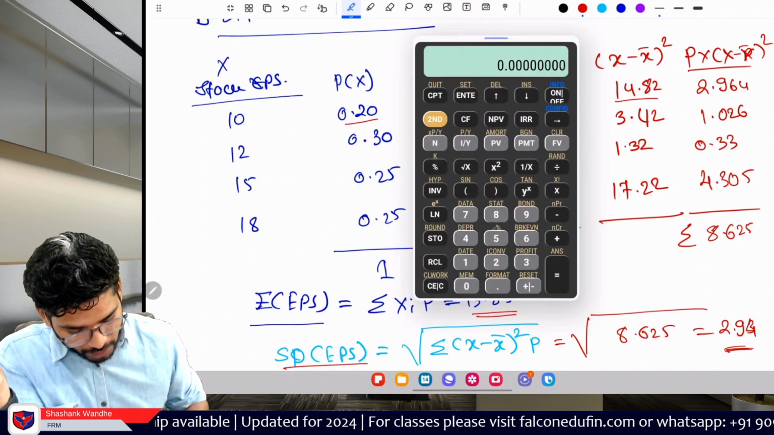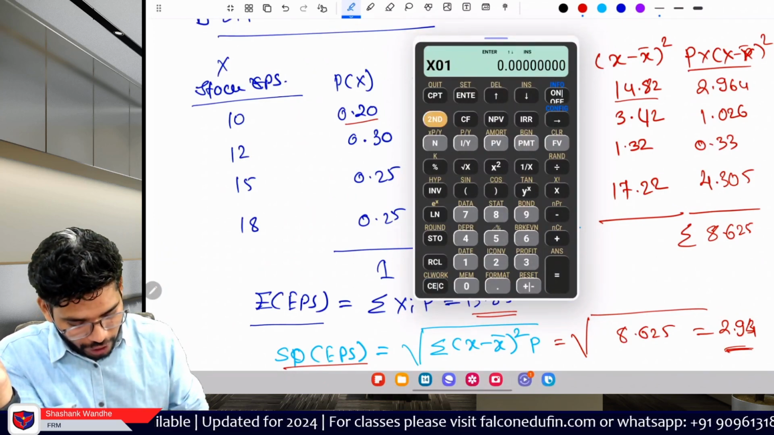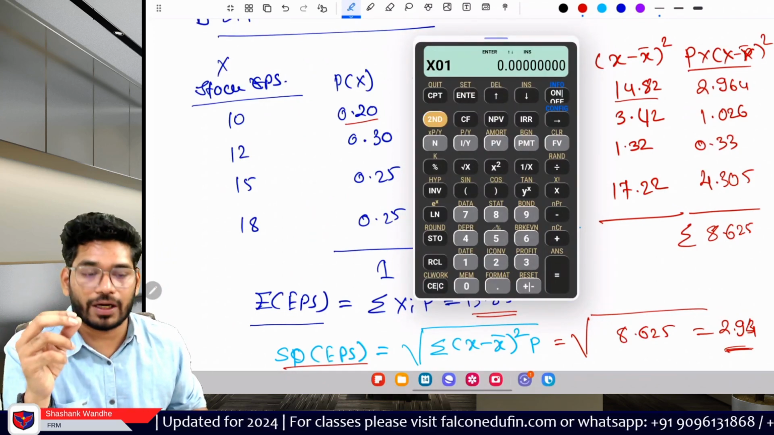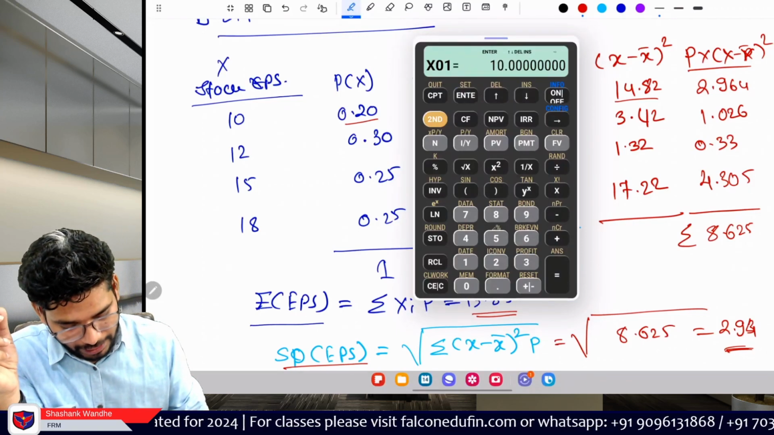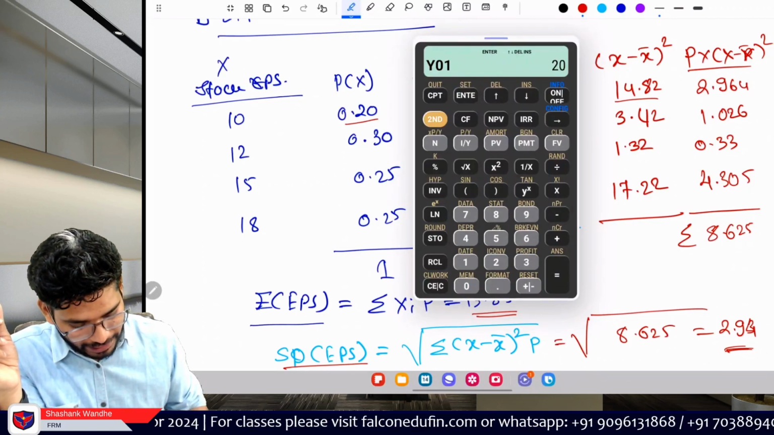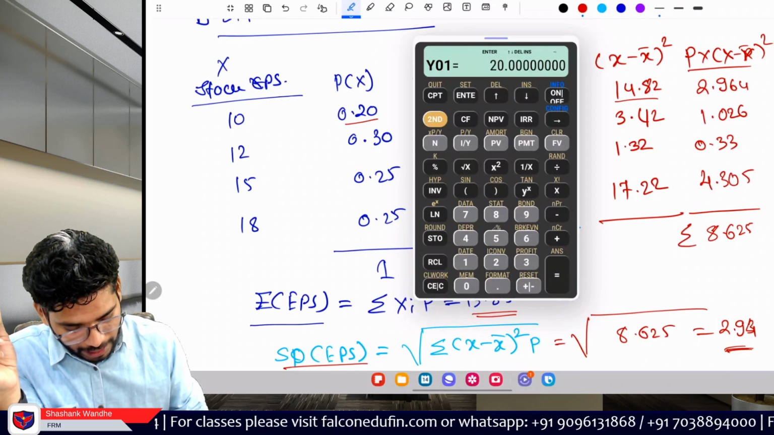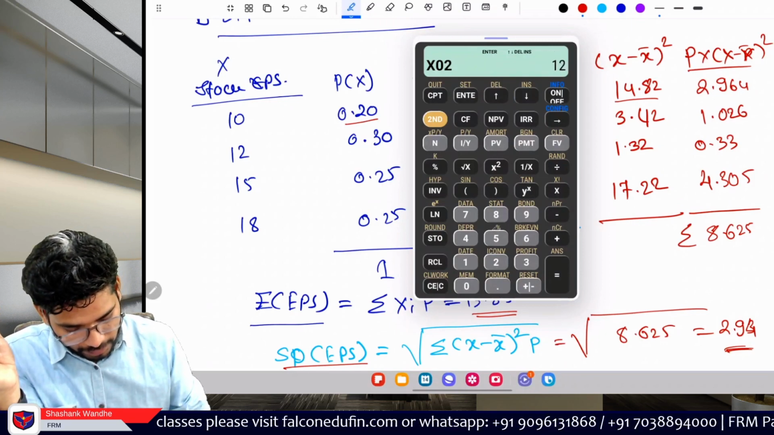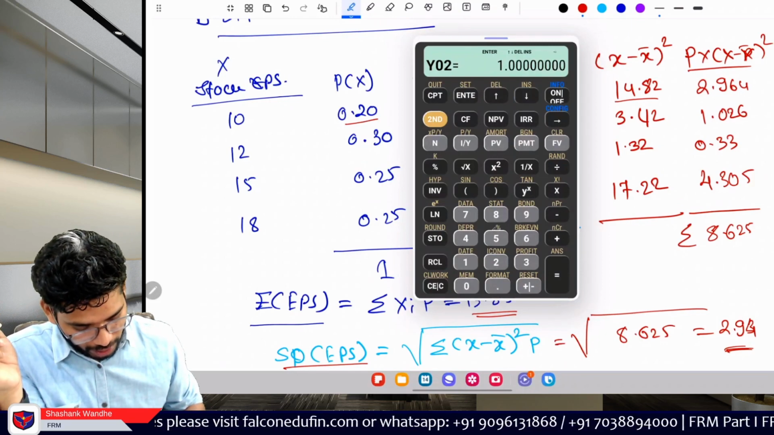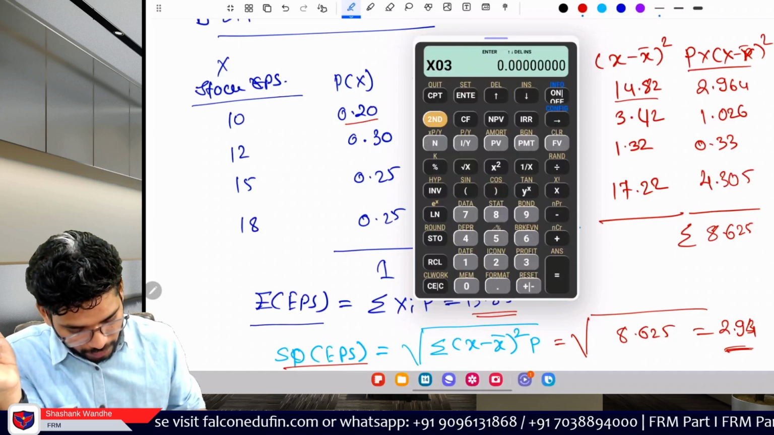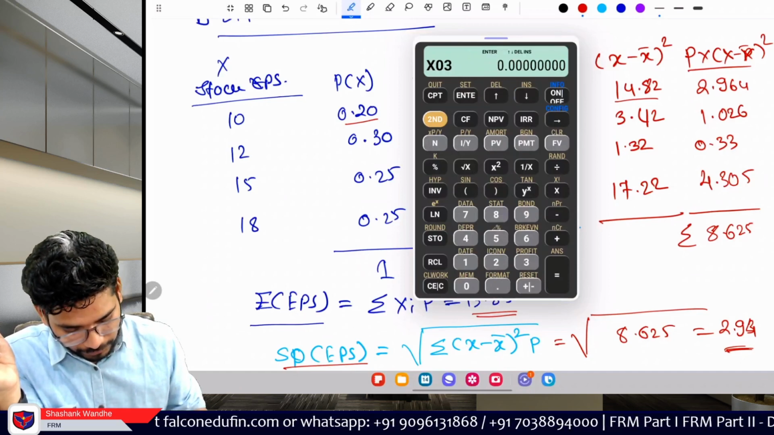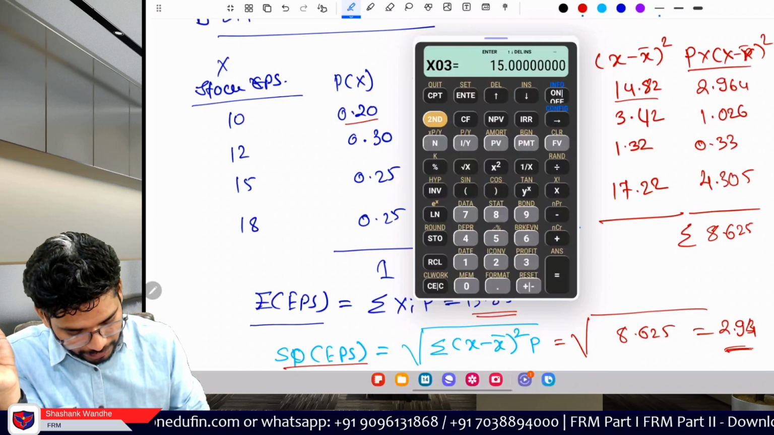So now see, I'll start with feeding the values. Make sure you clear all the previous values. Here we'll start with 10, enter, down. 20 is the probability, enter, down. 12 for x, 30 probability, enter, down. Then 15, enter, down.